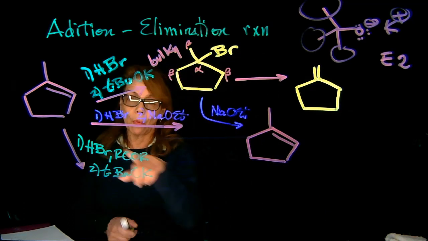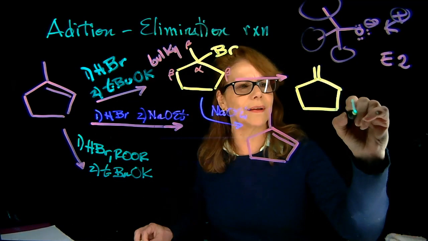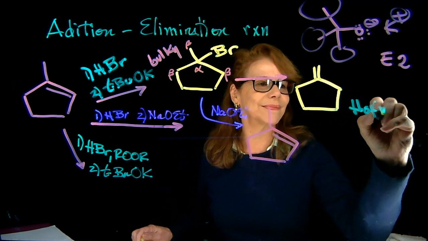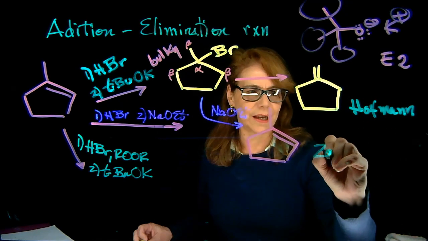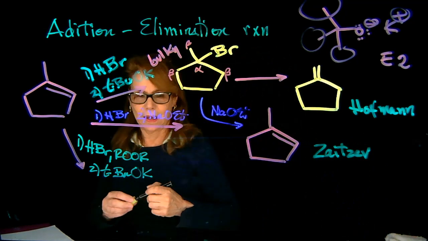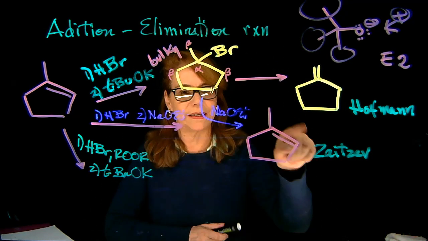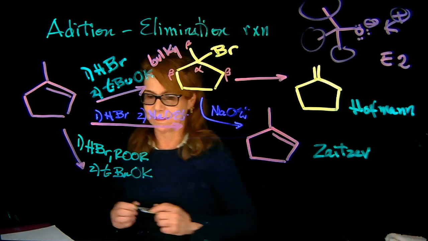Okay, now what happens in the third reaction? Well, let me just label that. That's Hofmann, and that is Zaitsev. And the difference: the alkene here is trisubstituted, and this one is disubstituted.